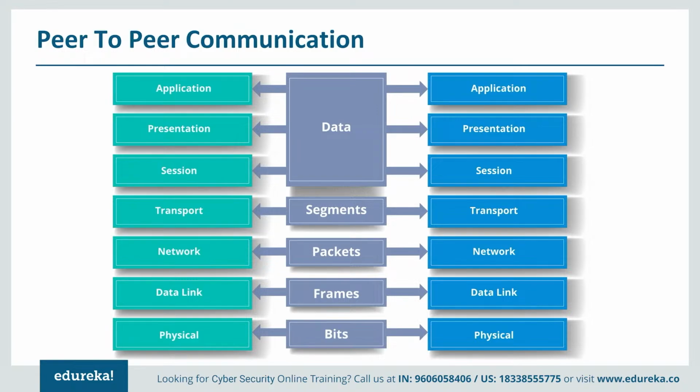This is the same way peer-to-peer communication works. The physical layer can understand the physical layer. The data link layer can understand the data link layer, but the word is frames. The data link layer can only read and understand frames. The network layer is for packets, and the transport layer is for segments. And the top three layers are considered as data. This is the OSI model.